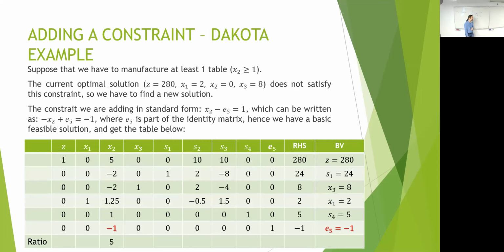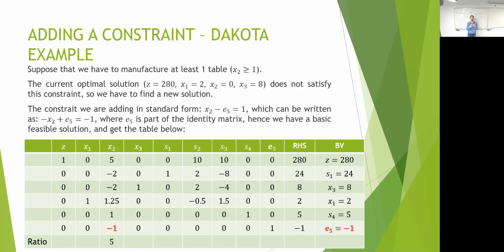For example, now we have the Dakota table with the 4 constraint version, and we add a new constraint, which is x2 is greater than or equal to 1. Normally, we are not manufacturing any x2s. x2 has a value of 0. But when you add x2 is greater than or equal to 1, you are forcing Dakota to produce at least 1 unit of x2. As you can see from the solution, x2 is 0, but the constraint we are adding forces it to be greater than or equal to 1. So this is going to be infeasible for this solution.